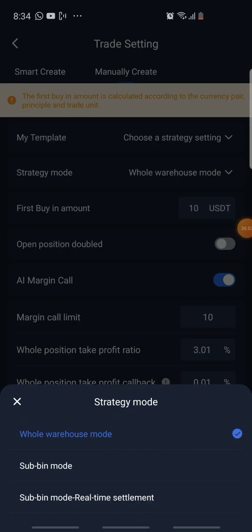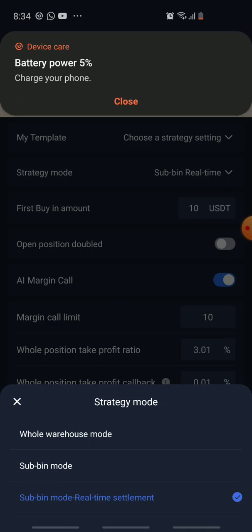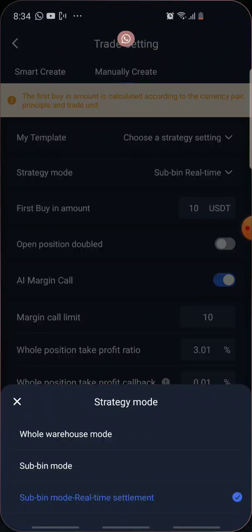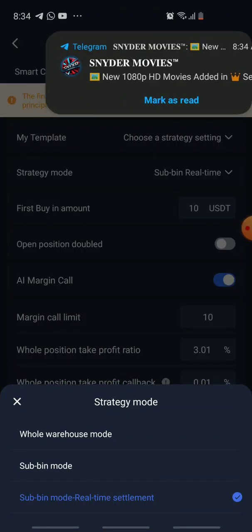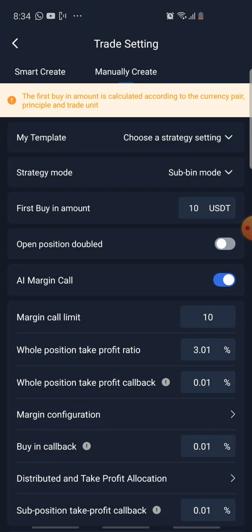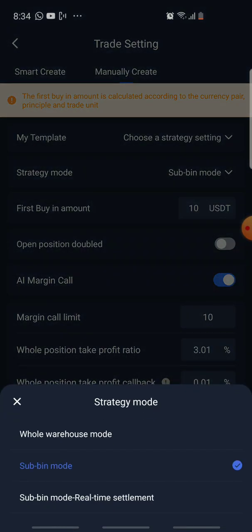What does it mean? The moment the robot reaches the given sub position's take profit, let me say 5, 6, 7, the robot will always sell and give you the profits for those sub positions and deposit the profits in your exchange, so you'll be able to see the daily earnings. Now with sub-bin mode, the robot can still sell the sub position, but the profits made are left within that same coin, so that the average price can be lowered for you to quickly come out of the market.